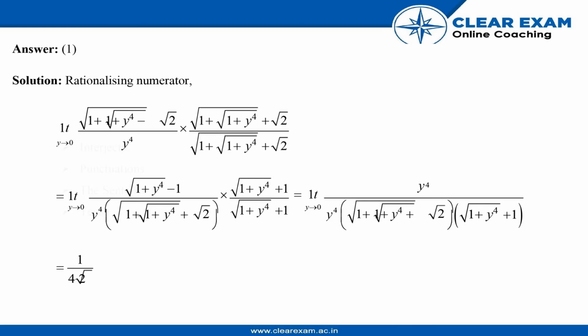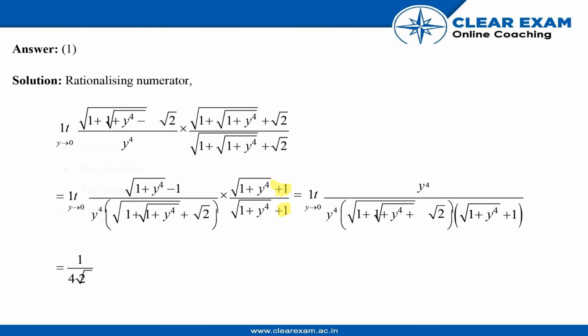and minus b square, which is root 2 squared, so minus 2. 1 minus 2 comes out to be minus 1. So finally it comes out to be the square root of 1 plus y to the power 4 minus 1, upon y to the power 4, and this is in multiplication. Then again we rationalize it by changing this sign here and making it plus. So again it gets rationalized and we multiply by it.